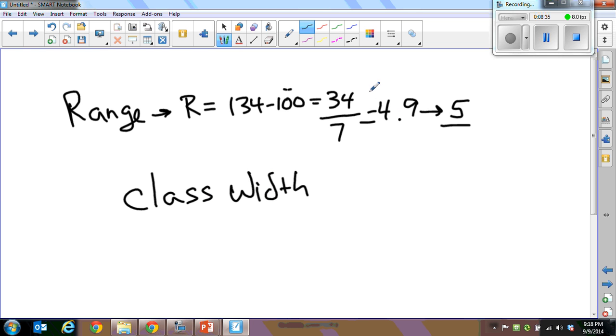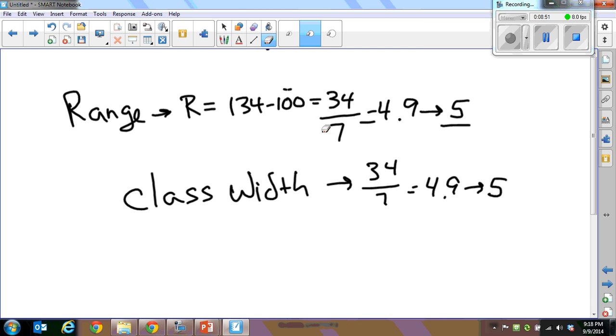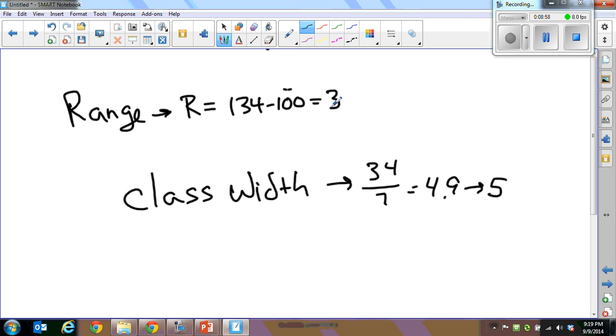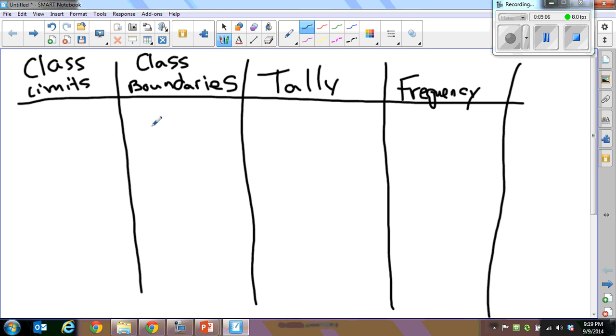I probably should have put this part down here. Class width is 34 divided by 7, which gives you 4.9, which is rounded to 5. So actually, in your notes, I think I would tell you to leave it this way. If not, that's fine. That's totally up to you. So our class width, there it is. So let's go back. So our width is 5.